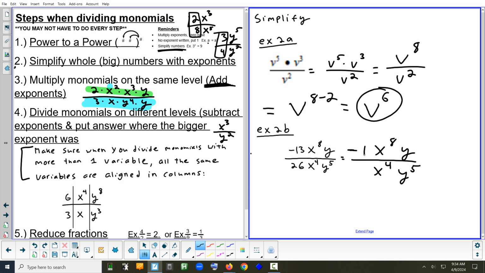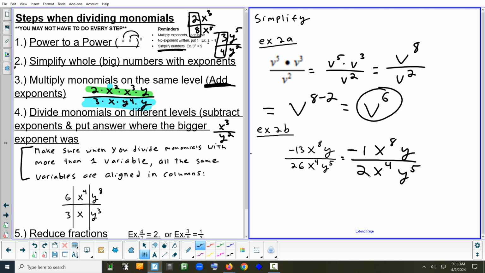13 goes into 39 3 times. Yeah. How many times does it go into 26? 2. Okay. So that step is all you have to do. If this was like 13 over 27, I wouldn't have done anything because I can't reduce 13 over 27. But I can reduce 13 over 26. So any question how we got the 1 and the 2?